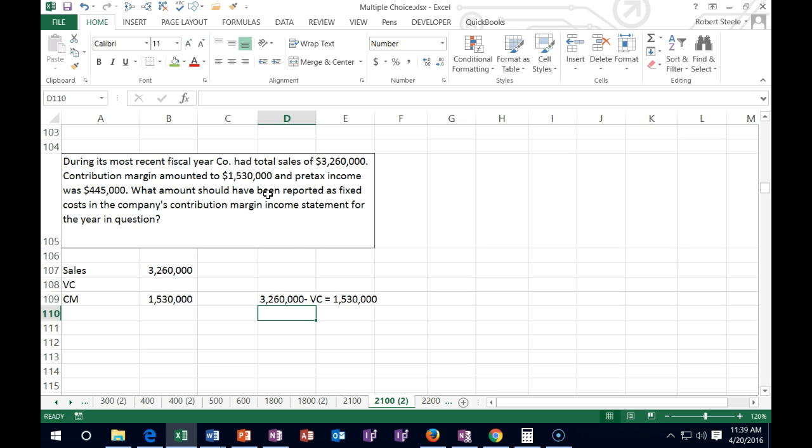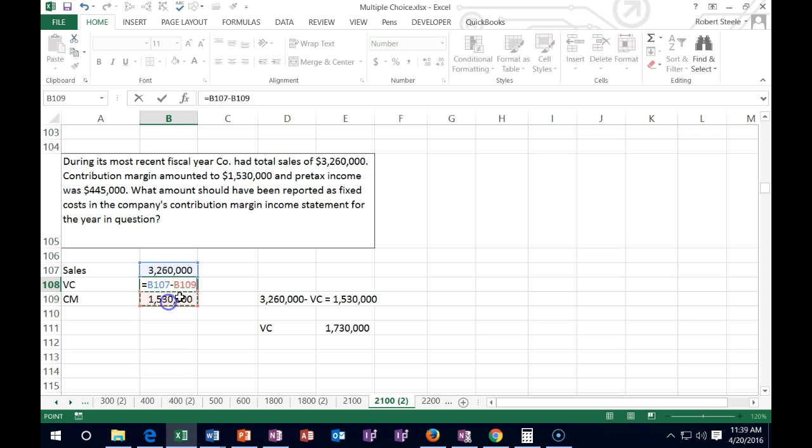So if we solve for the variable cost, we can see it's basically a subtraction problem. Variable cost equals 3,260 minus the 1,530,000, and that should be the variable cost. We can see it's a subtraction problem: obviously, it's the sales minus the contribution margin.